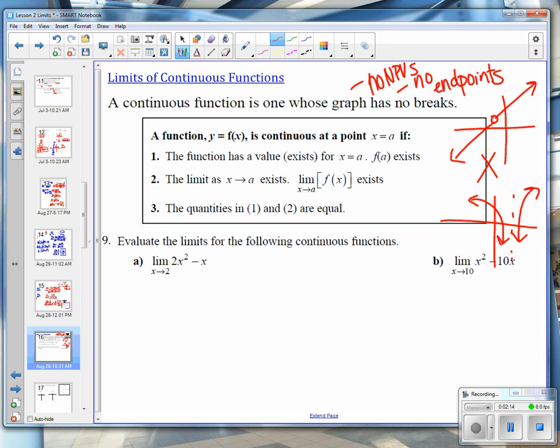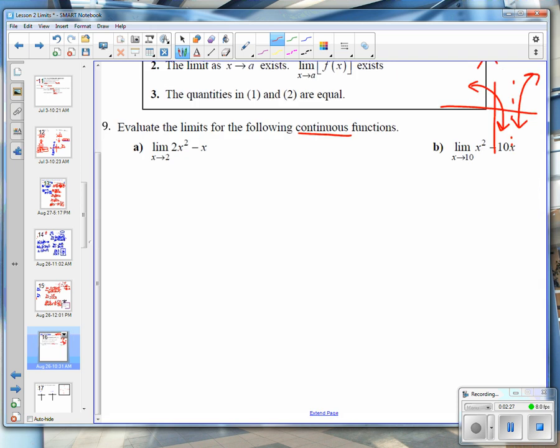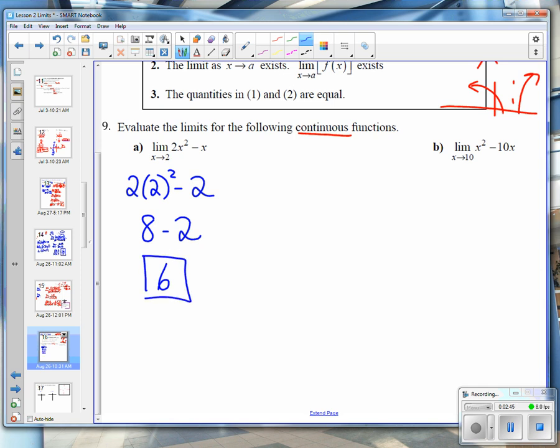So number 9 is just saying evaluate the limits for the following continuous functions. Already it's telling us that it's continuous, so we know that our limit is basically going to exist. Now remember what we did in that last lesson. These ones are way simpler than the ones that we've already done because we can literally just plug in our value and get our limit. So I've got 2 times 2 squared minus 2. So 2 times 4 is 8, minus 2 is going to leave me with 6. So again the limit exists and it is going to be continuous.